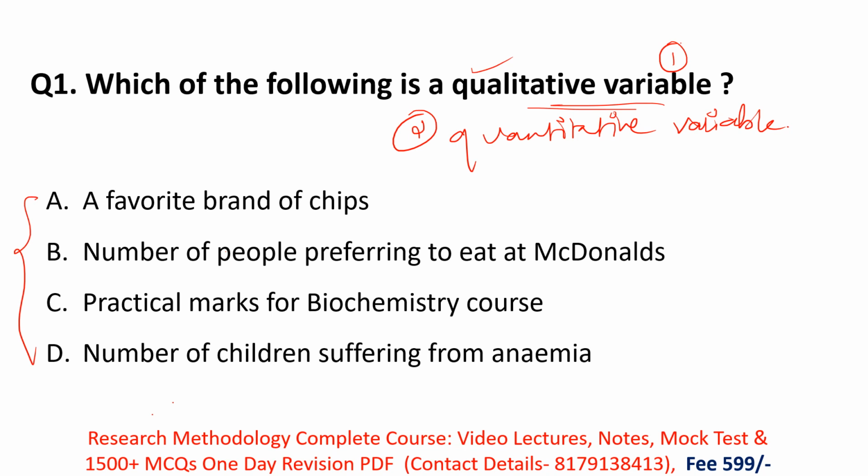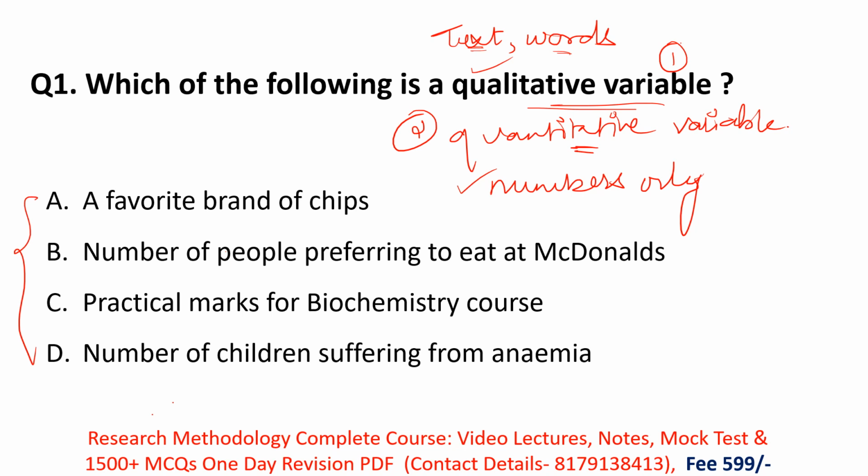Qualitative variable means the variable which shows us the quality. Remember, in a qualitative variable, data is present in the form of text and words, and in a quantitative variable, the data is present in the form of numbers only. Remember, which is very important. So we'll see the options one by one and we'll find out which option indicates a qualitative variable example.